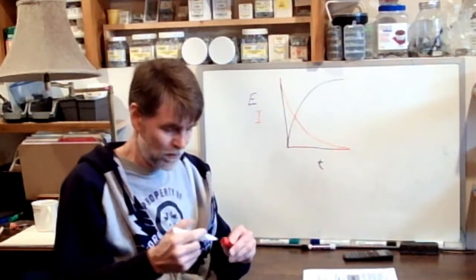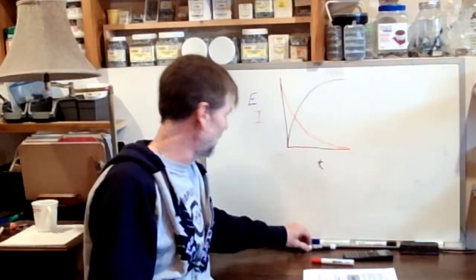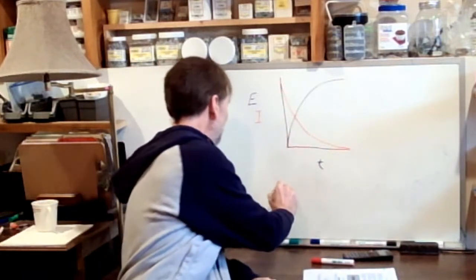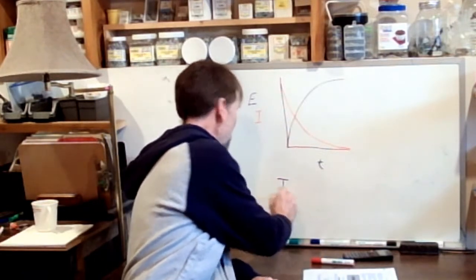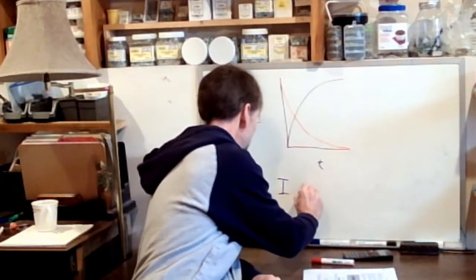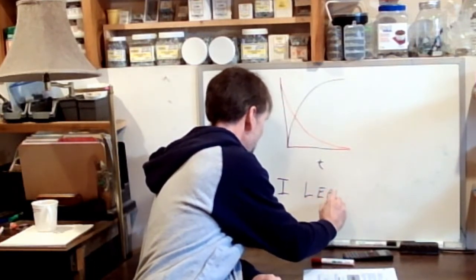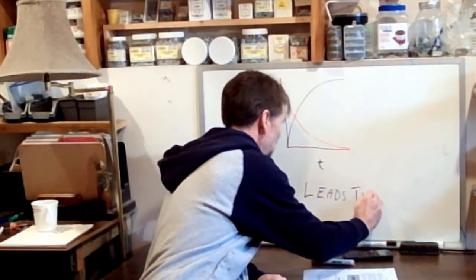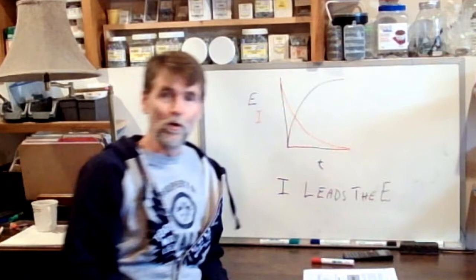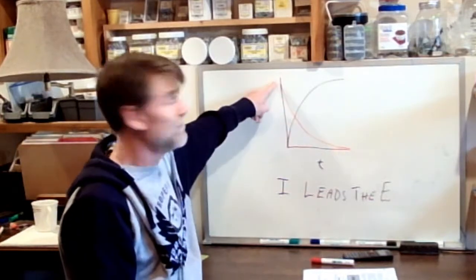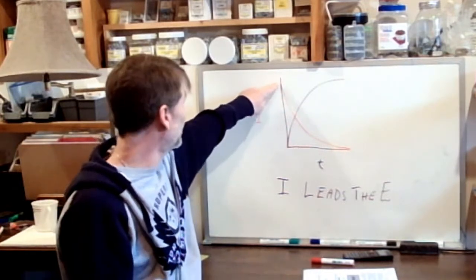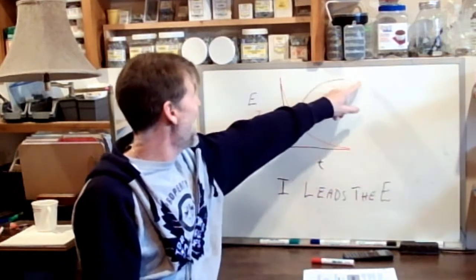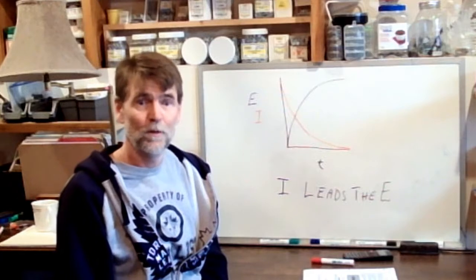Okay, so here's where this all goes, and I'm just going to throw the statement out there, and then we'll try to wrap our heads around it. Okay, so we could say that the current leads the voltage, okay? Because initially we have current flow, and then the current flow drops off as the voltage builds, okay?